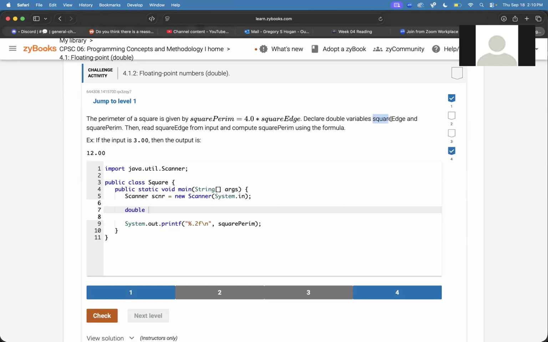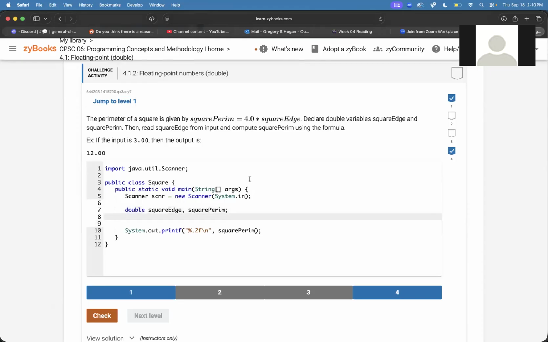So we want one called square edge. I'll copy paste it, comma. We have another one, square perim, semicolon on the end. Okay, we did it. Then it says, then read square edge from input.